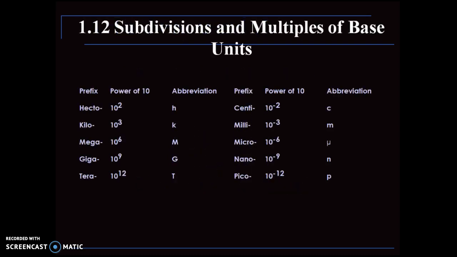These are some prefixes you would have heard before, which represent a number. Kilo is 10 to the power of 3, and we usually use the abbreviation k. Mega is 10 to the power of 6, and capital M is the abbreviation. Giga is 10 to the power of 9, and capital G, and so on and so forth. Milli is 10 to the power of -3 with a small m. Micro is 10 to the power of -6, with the symbol mu. Nano is 10 to the power of -9, small n.